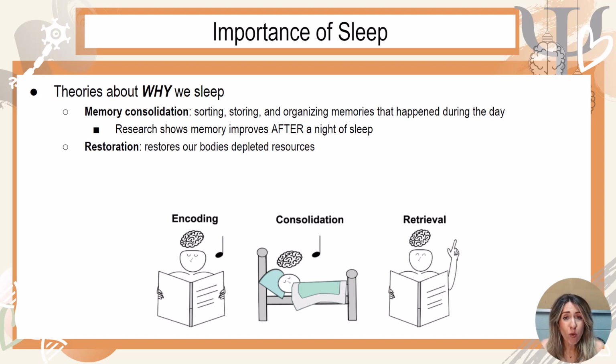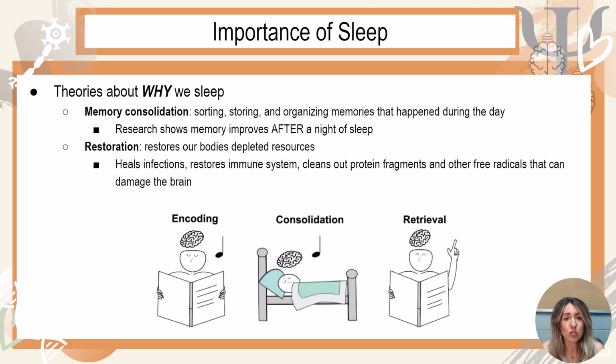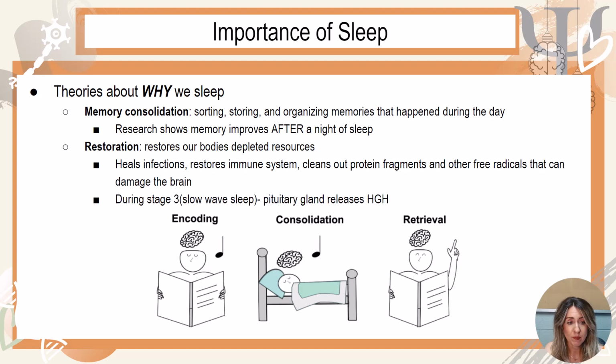Sleep is also really important for our bodies to restore themselves. Sleep is when we heal infections. It helps with the immune system. They're finding that it helps the brain clear out these protein fragments and other free radicals that are linked to damage in the brain, like Alzheimer's. So it's important for both of those reasons. Also, we found that during stage 3 sleep, which is that slow wave sleep, our pituitary gland releases human growth hormone, which of course is very important for our growth as human beings.